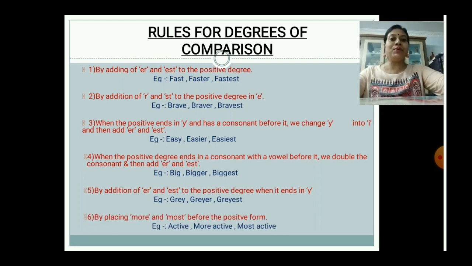By placing more and most before the positive form. For example, active, more active, most active. So in this case, we will use more with the positive degree.